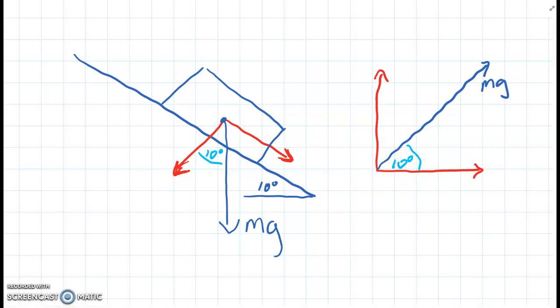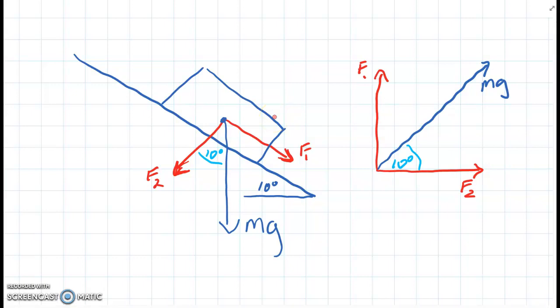Now let's give these labels. We'll call this F1 and we'll call this F2. So this here is F2 and this here is F1. Take a moment just to picture that in your head. I'm taking all of this and just rotating it around so that it looks a bit more familiar.